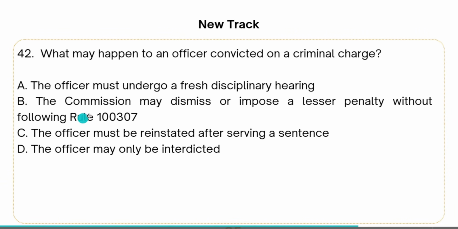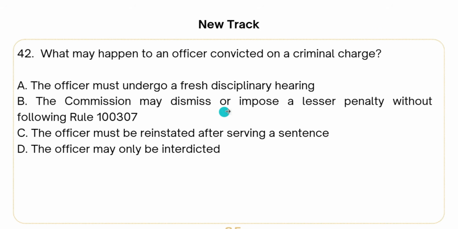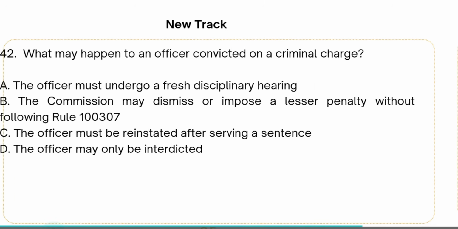Question number 42. What may happen to an officer convicted on a criminal charge? A. The officer must undergo a fresh disciplinary hearing. B. The commission may dismiss or impose a lesser penalty without following Rule Chapter 10, Section 3, Paragraph 7. C. The officer must be reinstated after serving a sentence. And D. The officer may only be interdicted.